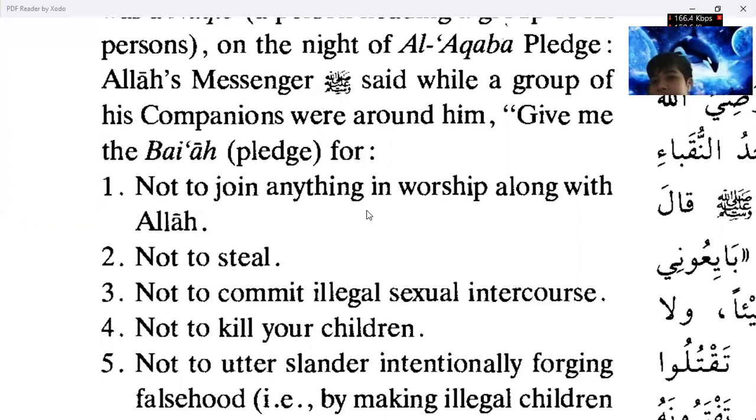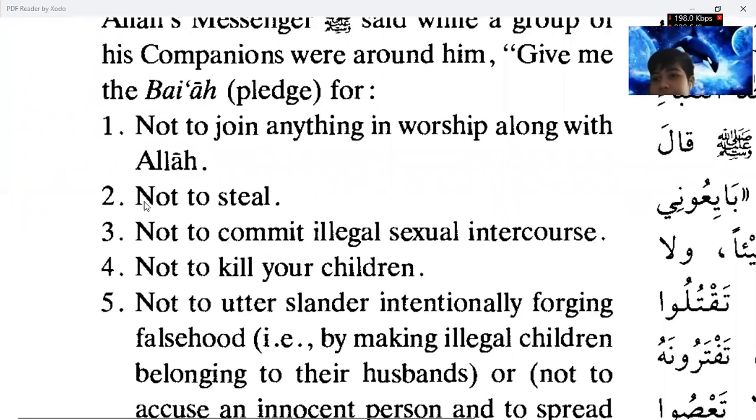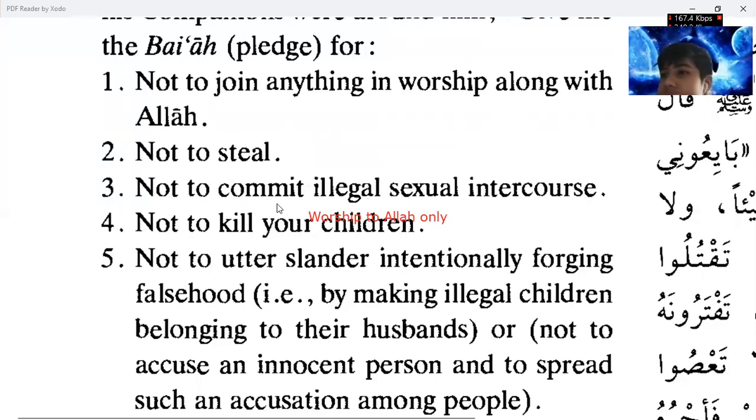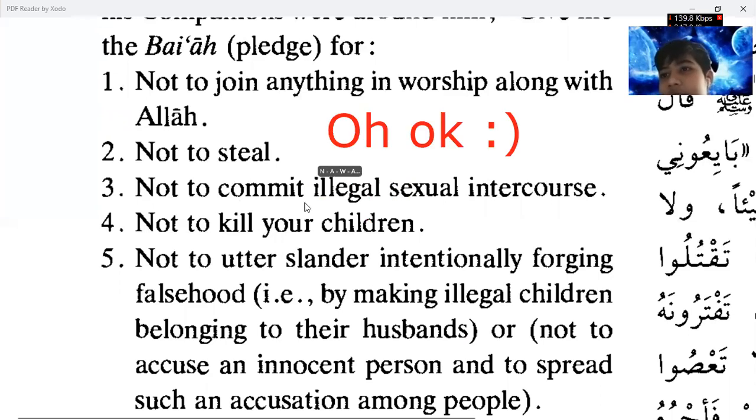Okay? Next, you will not steal. Then the next thing is you will not commit illegal sexual intercourse. Do you know what this is? It means you will not go to bed with any girl except your wife. If you go to bed with other girls besides your wife, is it the chaste thing? Yes, it is almost equal to that.